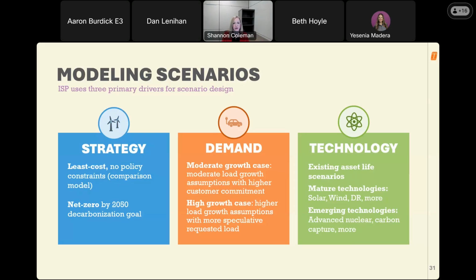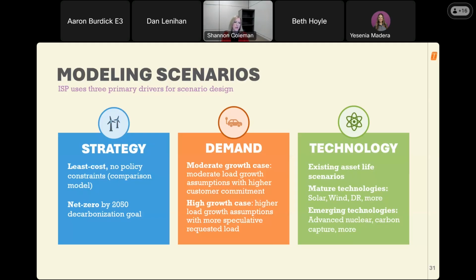And the last primary driver on the slide is resource technologies. We can consider scenario variables that focus on extending the life of existing assets, scenarios that intentionally invest in nuclear resources, and possibly simulating increased opportunities in cooperation with the Great Plains New Nuclear Consortium.